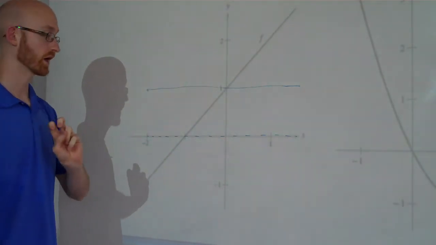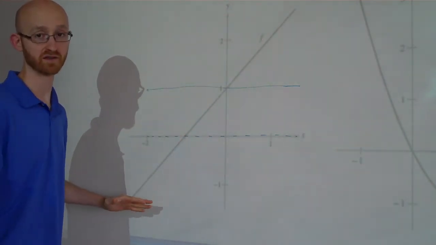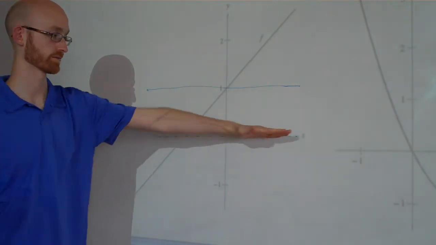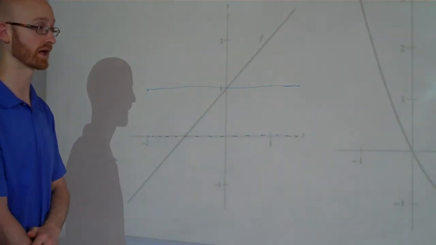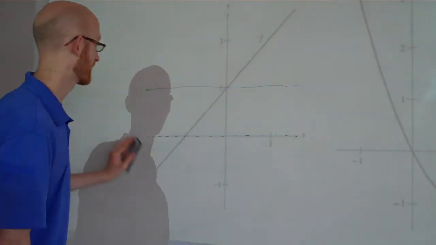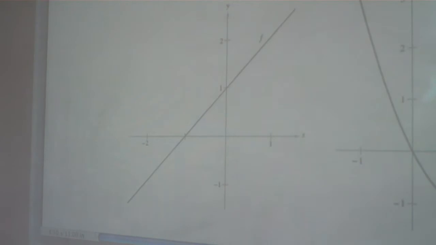Secondly, our graph is neither concave up nor concave down the entire time. Second derivative is 0 the whole time, so it's not indicating that it's concave up or down. Okay, now these will get a little bit more interesting, of course, as we study different functions.